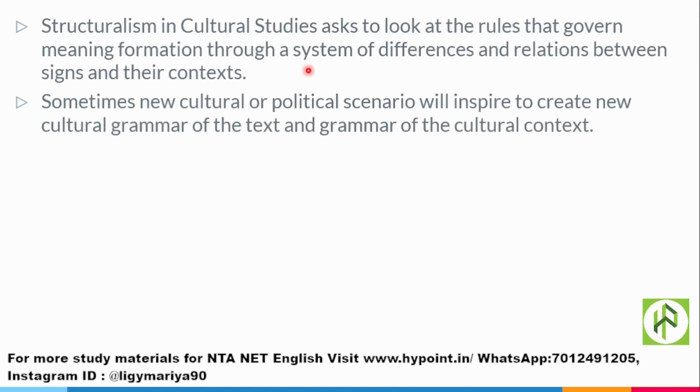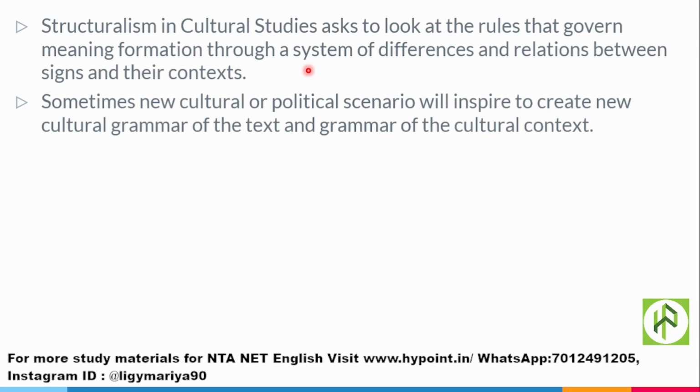See how structuralism is looking at cultural studies. What is structuralism doing in cultural studies? It mainly looks at the rules or various structures involved in meaning formation, whether it is patriarchy, gender differences, feminism, colonialism, or any other kind of structures. What are the rules or this grammar, how grammar of text and grammar of culture, what are the various structures that we can see there as they are governing meaning formation through a system of differences, and how they are arriving at meanings?